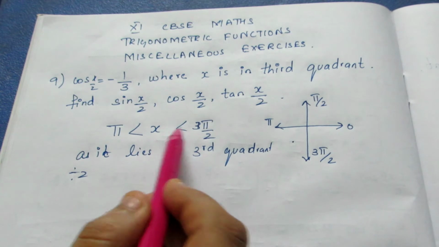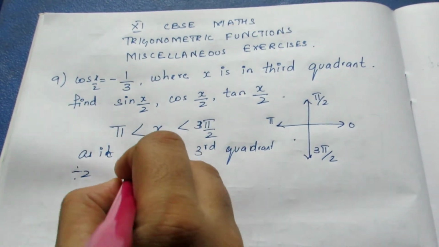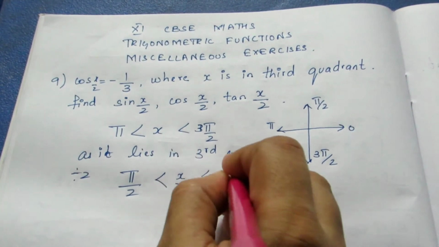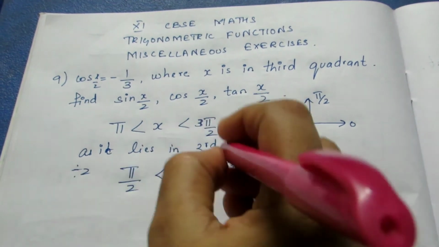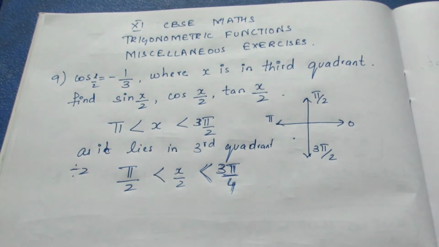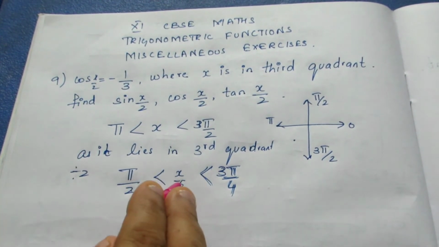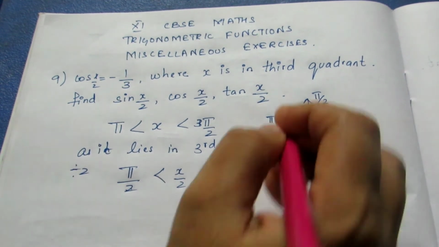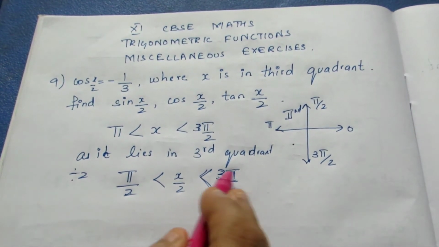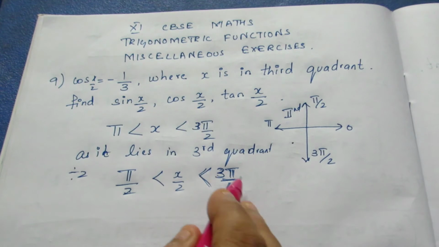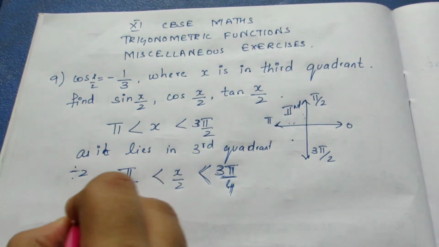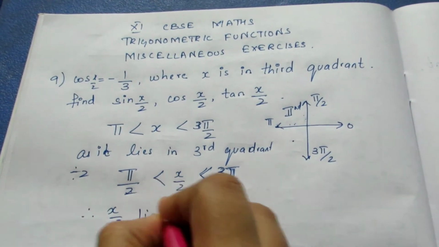Now I am going to divide this by 2. Dividing by 2 means we need to divide everything by 2. So it becomes pi by 2, x by 2, 3 pi by 4. Now x by 2 is between pi by 2 and 3 pi by 4, which means it is in the second quadrant. If you don't know, substitute the value of pi as 180 and find which numbers come. It lies between 90 and 135, therefore x by 2 lies in the second quadrant.